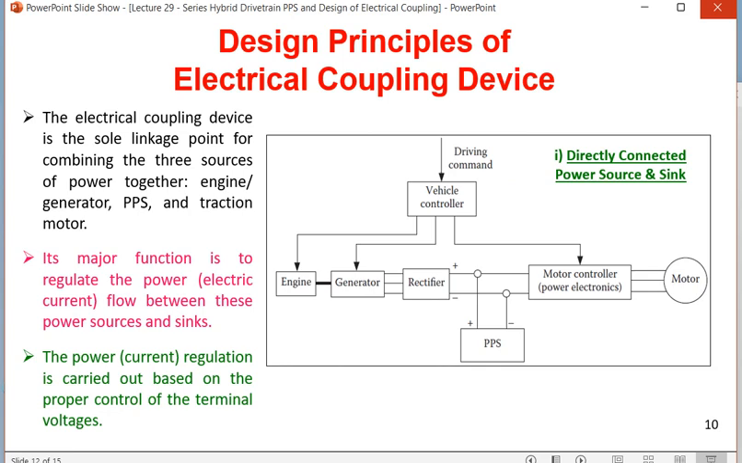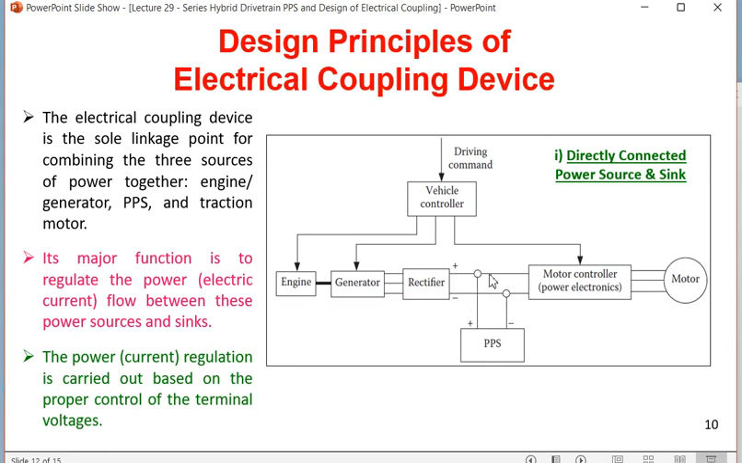So this is called a directly connected power source and sink. Who is the power source? Actually not the generator, the power source can be the engine, and the power source can be the PPS. They are directly connected. And then the total power is given to the motor controller. Then the motor is connected to the transmission, and then to the wheel. But you are finding it is a directly connected power source and sink at this point. That means power source and sink are connected directly.